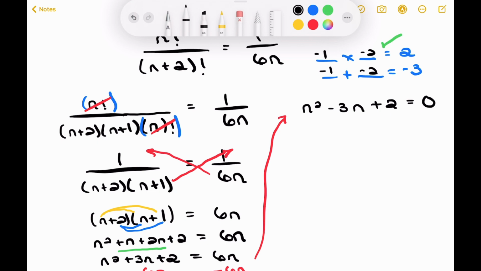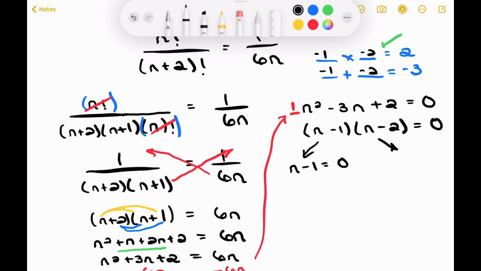Now we don't have to use decomposition, because like we had in the last problem, we only have a 1 in front of this n squared. So we can immediately write our factors. n minus 1 times n minus 2 is equal to 0. And then we set them both independently equal to 0. And then we have to add the numbers over, move them to the other side. Thus, we get n is equal to 1, or n is equal to 2.